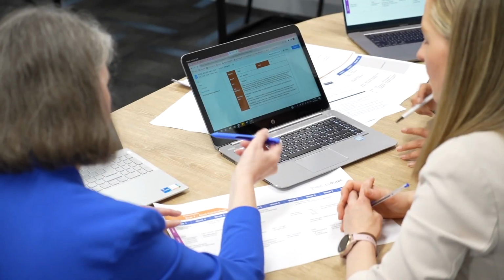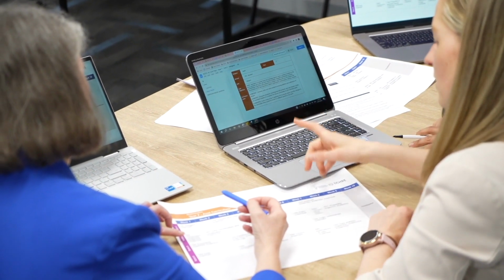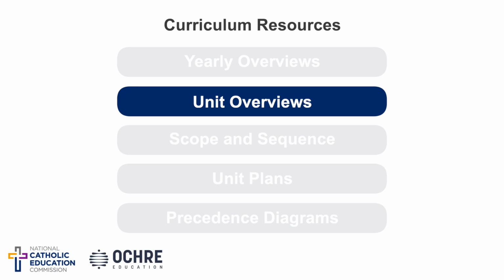The resources are designed to be fully flexible. You may decide to start with the resources in areas that are already aligned to your existing sequence. We recommend you start by going through the yearly overview to compare it to your existing scope and sequence to assess where they match. Next, let's look at the unit overviews.